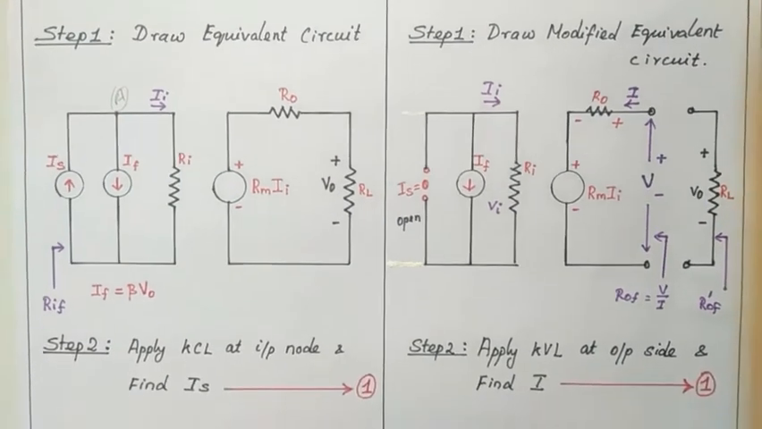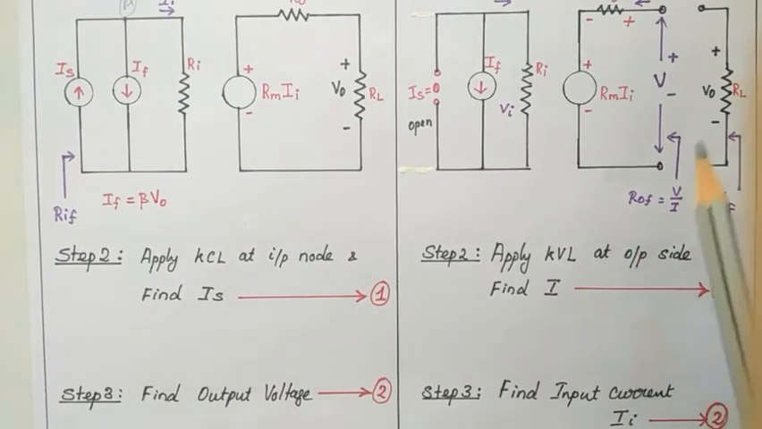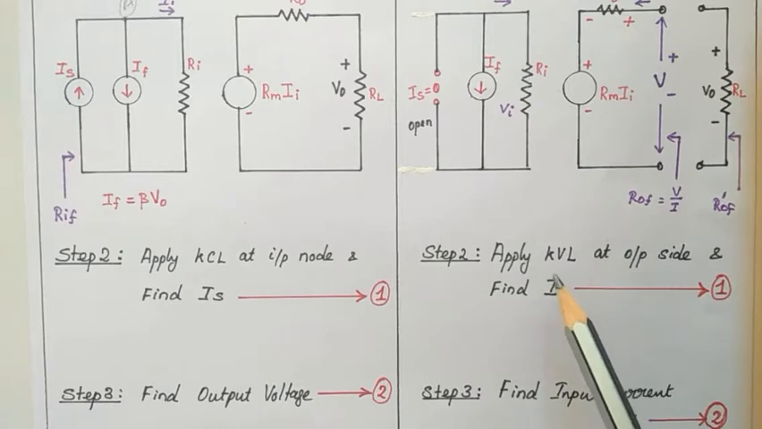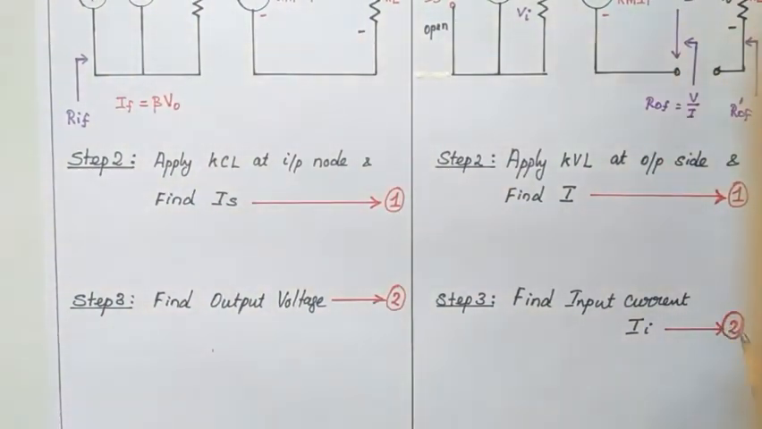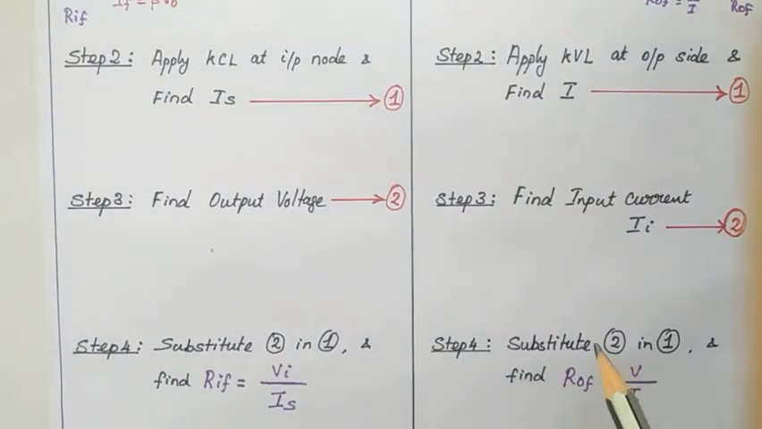So the second step, as usual, is to apply KVL at the output side. Because we have the voltage source, applying KVL at the output side we find the test current I. That will be equation 1. In step 3 we have to find the input current Ii. That will be equation 2. In step 4, what do we have to do? We substitute equation 2 in 1. Hence we find ROF is equal to V by I.